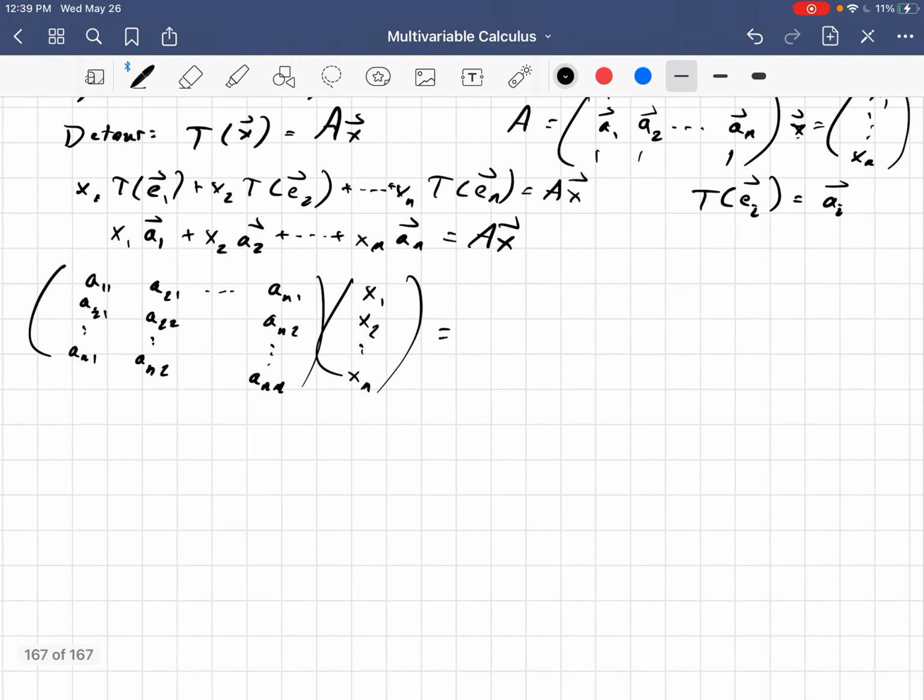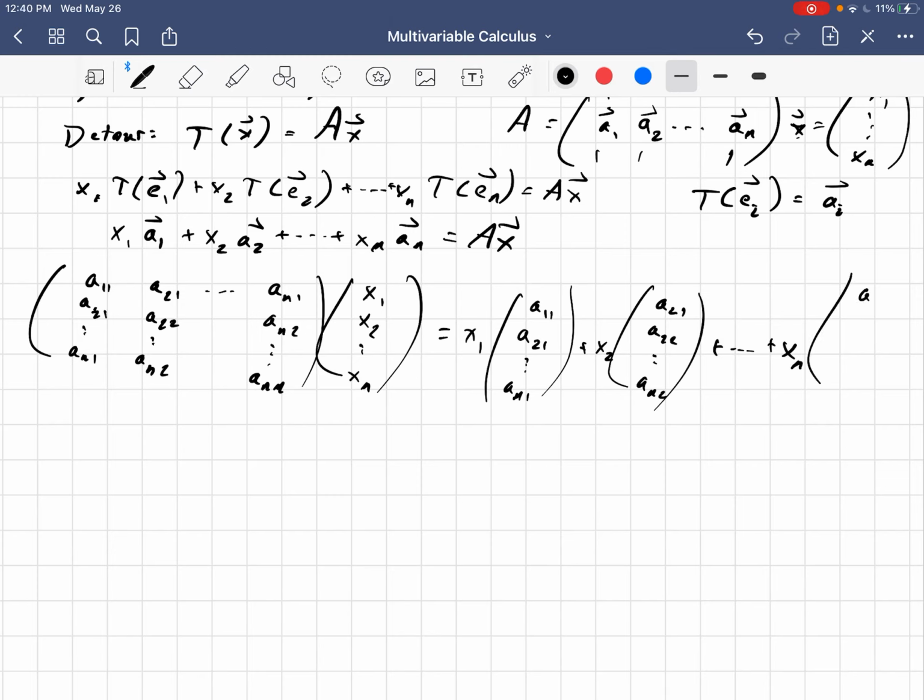Now, using our original interpretation right here, this is going to be a linear combination of the columns of A where the components of x are used as coefficients. So that would be x sub 1 times the vector a sub 1,1, a sub 2,1, a sub n1 plus x sub 2 times the vector a sub 1,2, a sub 2,2, a sub n2 plus dot dot dot plus x sub n times a sub 1n, a sub 2n, dot dot dot, a sub nn.